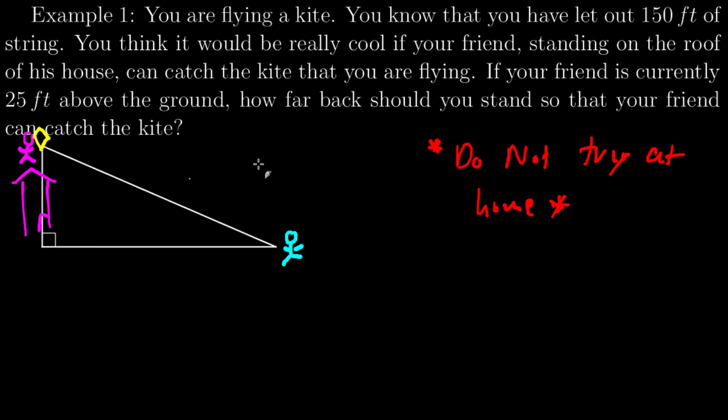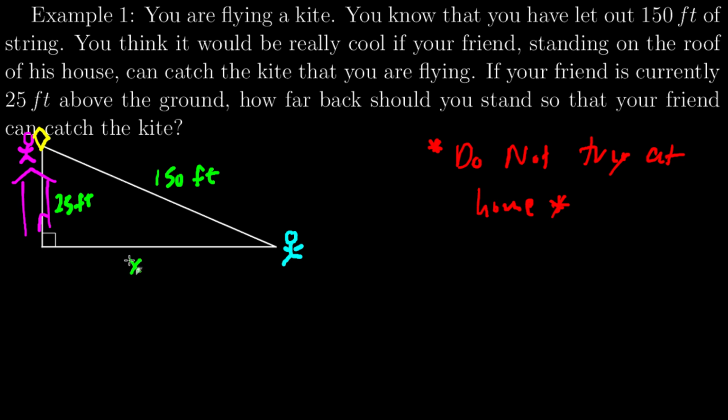So let's label up this diagram. I know that I've let out 150 feet of string, so that means that this length here is 150 feet. My friend is 25 feet above the ground, so I'll make this 25 feet. I want to know how far back I should stand, so here's the house. I want to figure out how long this distance is.